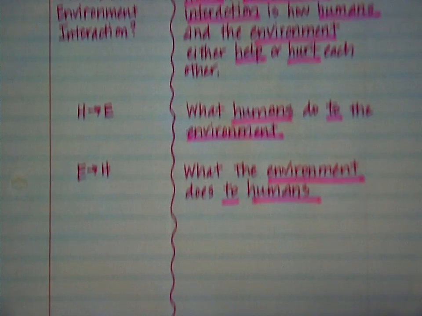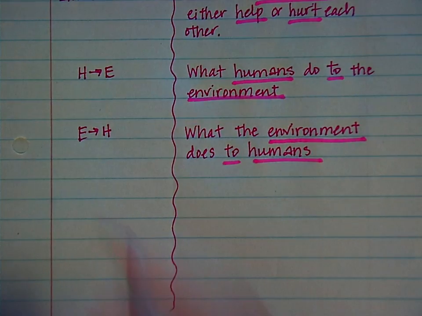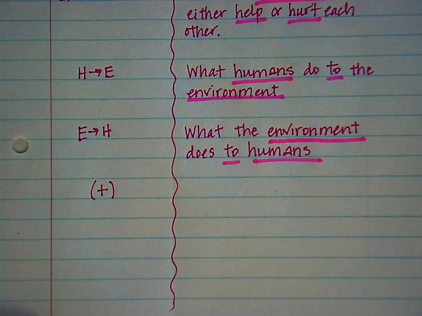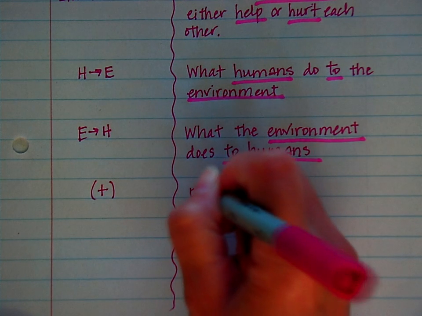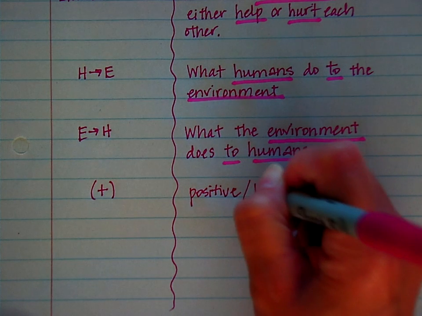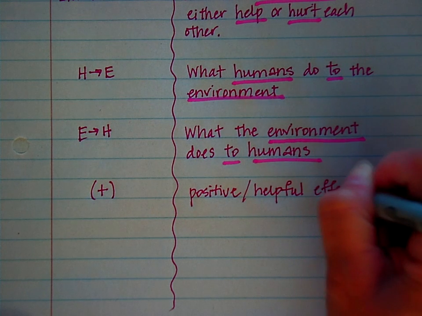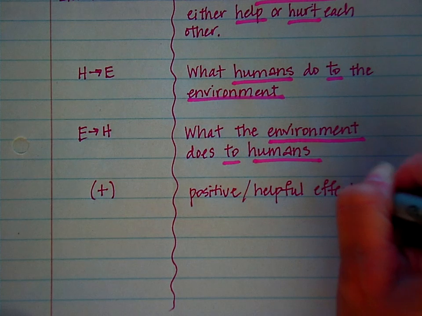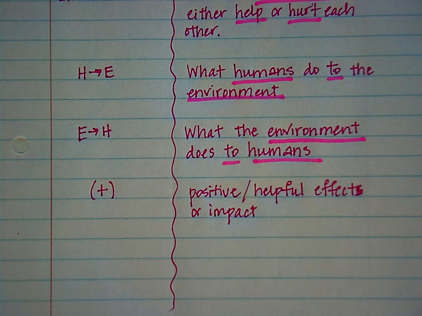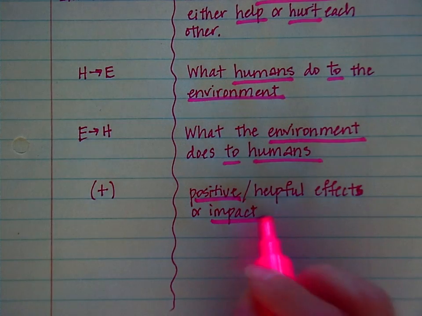Now, humans and the environment either help or hurt each other. So when they help each other, that's actually a positive thing. So on the left-hand side, go ahead and draw a positive sign. I'm going to put parentheses around it. And what that means is positive or helpful effects or impact. So let's go ahead and highlight. Positive impact.